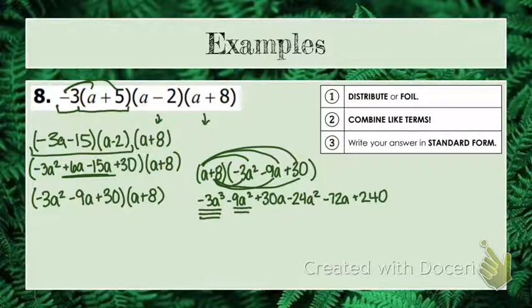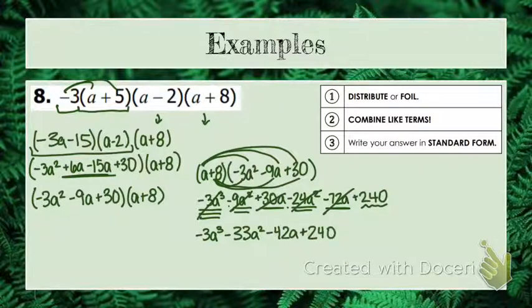So we have a cubed term, a squared terms, a terms, and a constant. So negative 3a cubed. And then we have negative 9 minus 24. That's going to give us negative 33a squared. Then we have 30a minus 72a. That gives us negative 42a. And then we bring down our constant of 240. And this is your final answer in standard form.